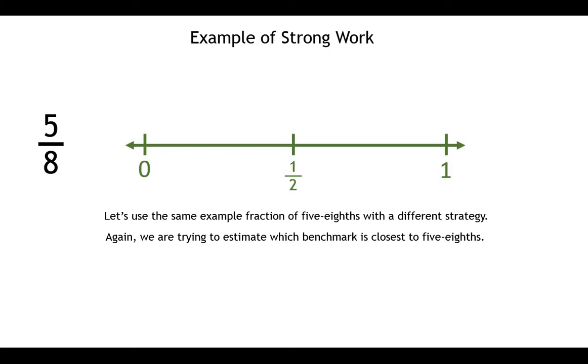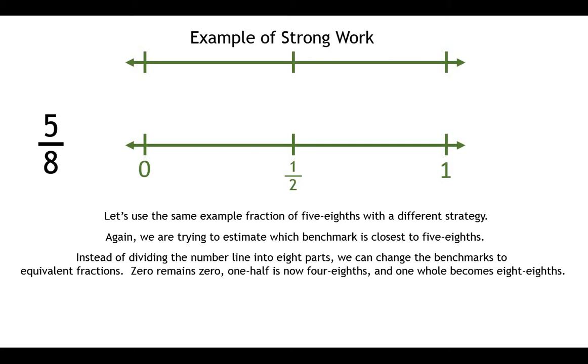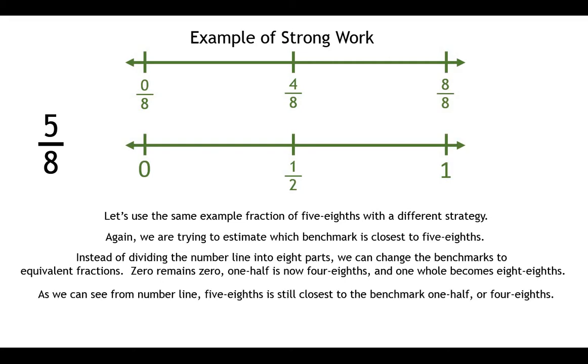Let's use the same example fraction of 5/8 with a different strategy. Again, we are trying to estimate which benchmark is closest to 5/8. Instead of dividing the number line into 8 parts, we can change the benchmarks to equivalent fractions. 0 remains 0, 1/2 is now 4/8, and 1 becomes 8/8. As we can see from the number line, 5/8 is still closest to the benchmark 1/2 or 4/8.